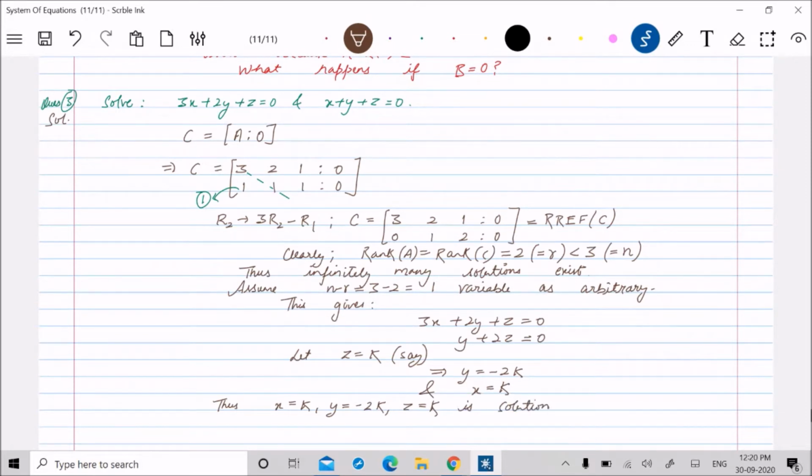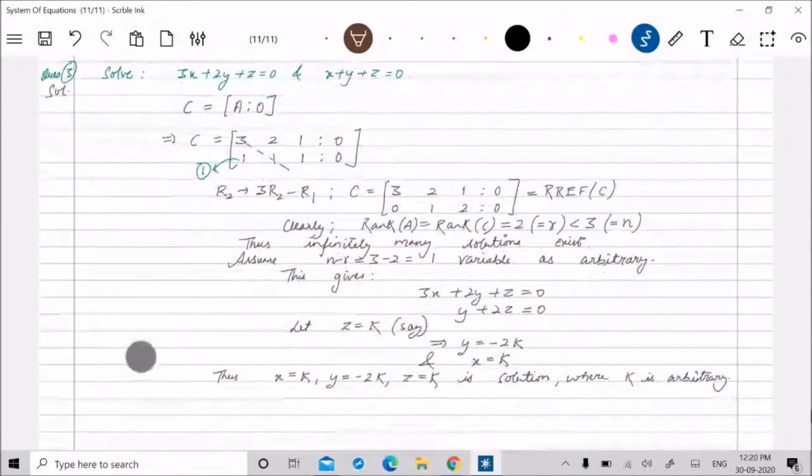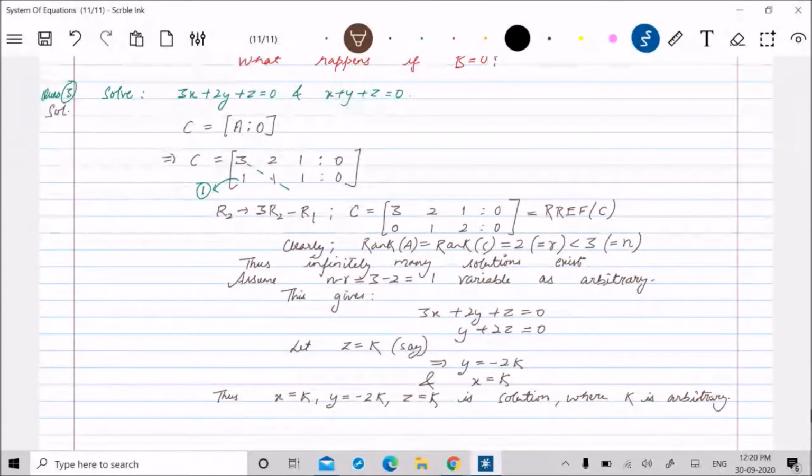And this is not just one solution. This is a class of infinite solutions, because you can always give infinite values to k, because k is arbitrary, right? This is the solution. So you saw that if the right hand side is 0, then you have infinite solutions, and of course you can't have a unique solution.